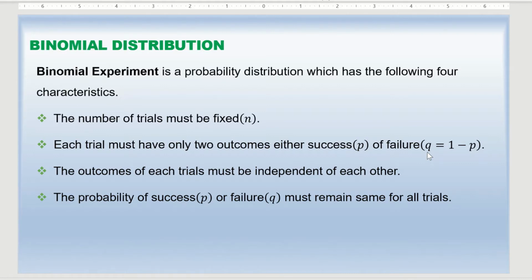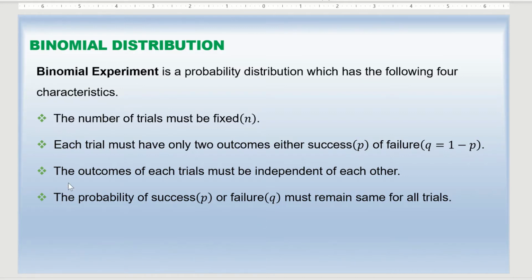For example, when you're answering a true or false question, then you may get a right answer or a wrong answer. So you have only two outcomes. The outcome of each trial must be independent of each other. So the outcome of, for example, the sixth trial does not depend on the fifth trial, or the outcome of the seventh trial does not depend on the sixth trial. The trials are independent of each other. The probability of success, P, or failure, Q, remains the same in each trial.